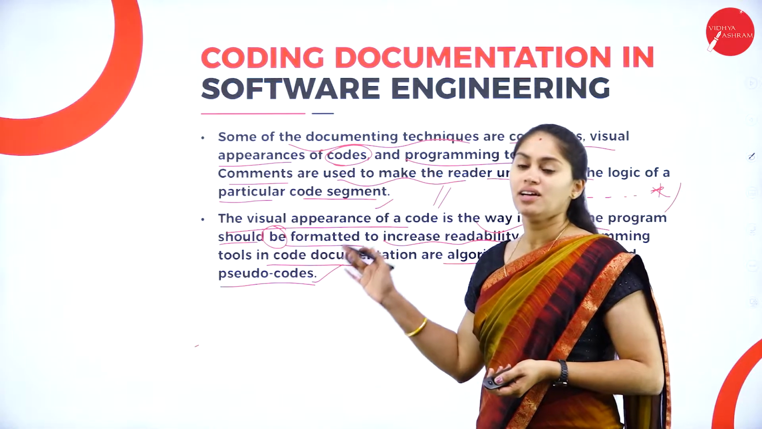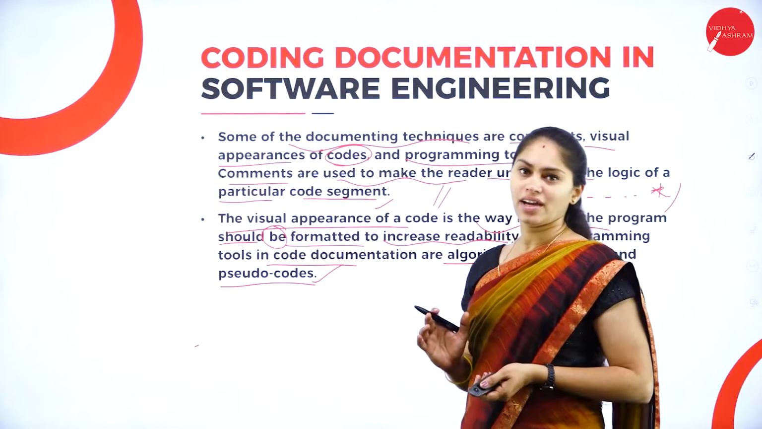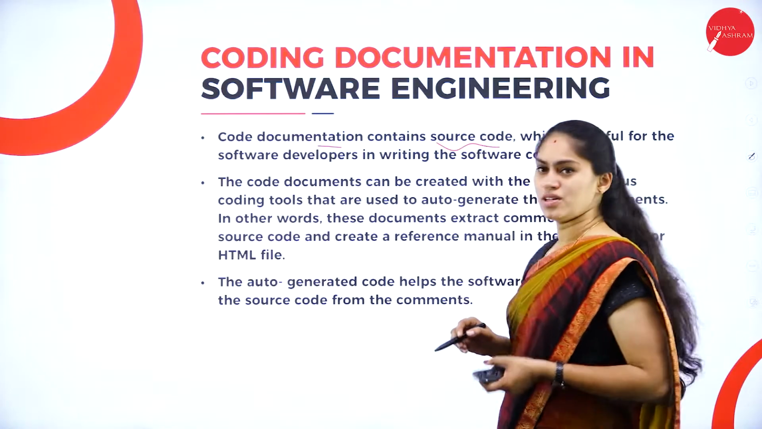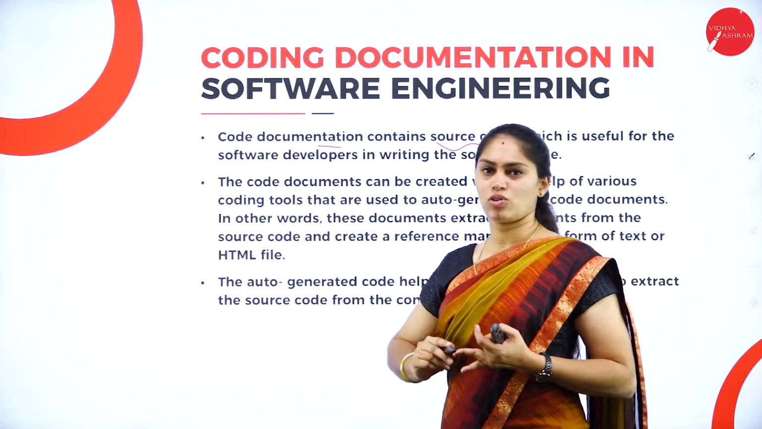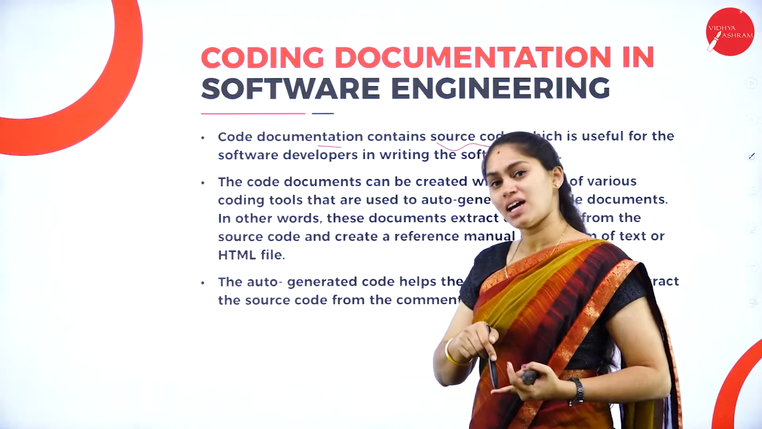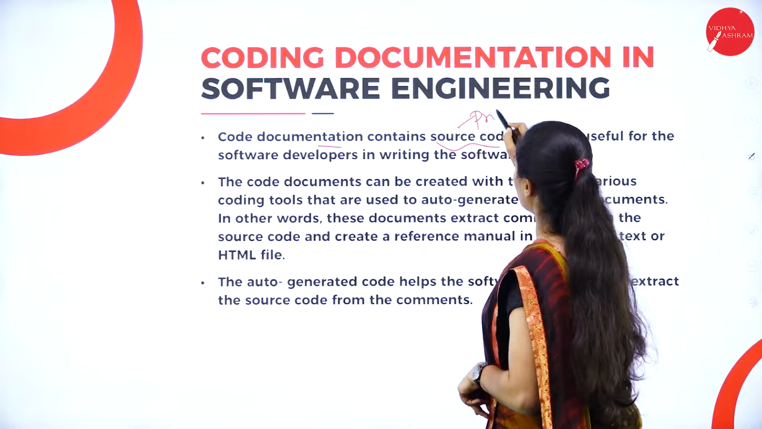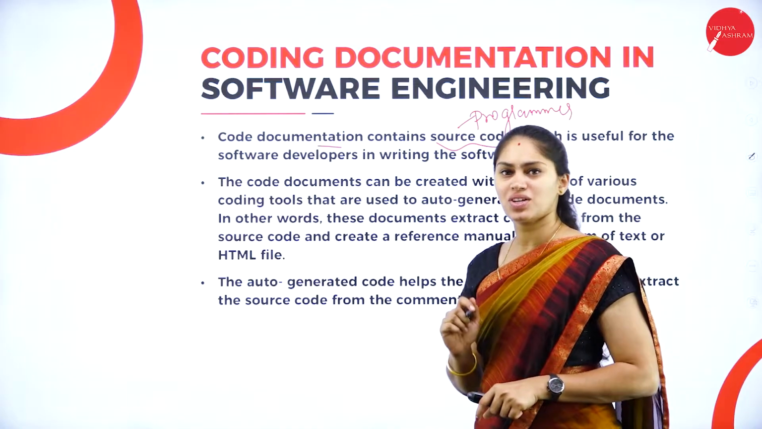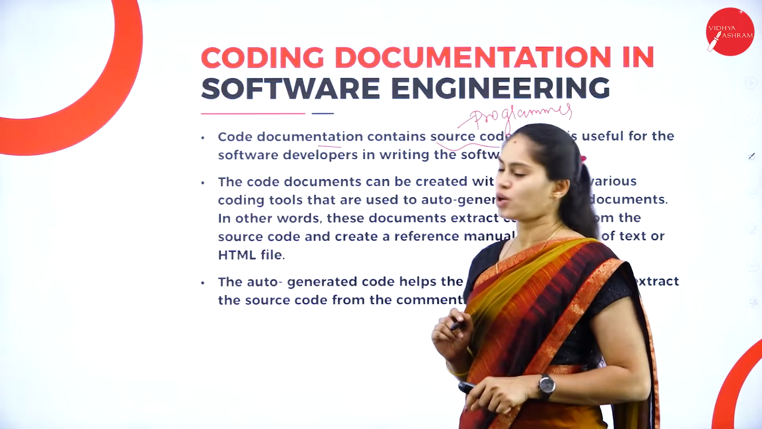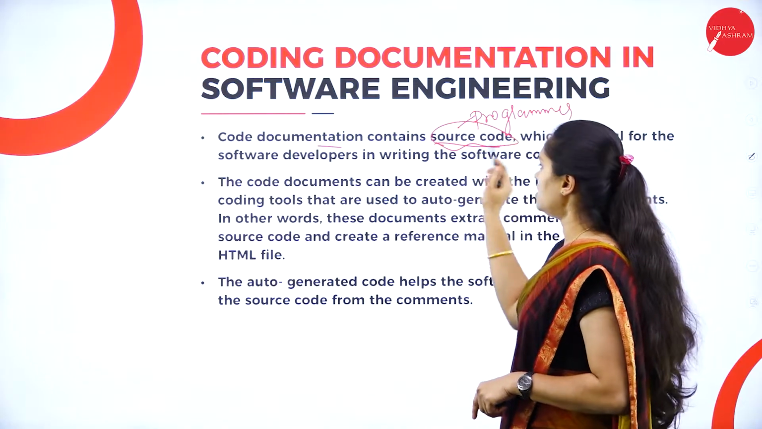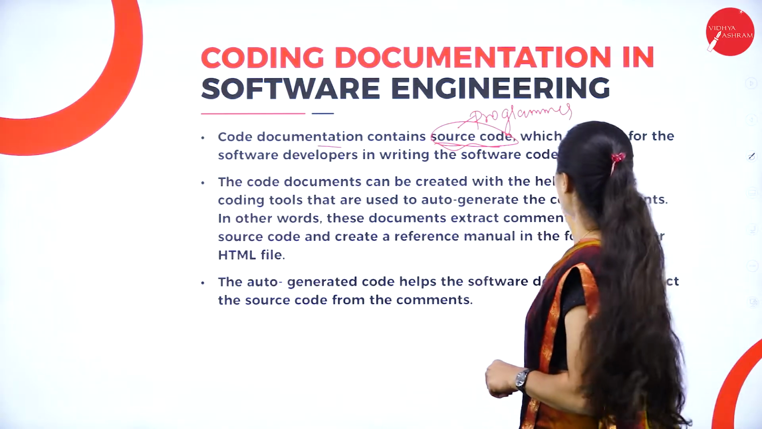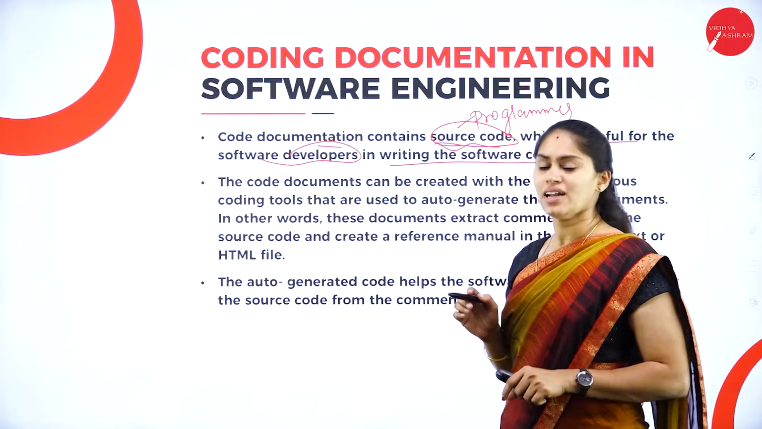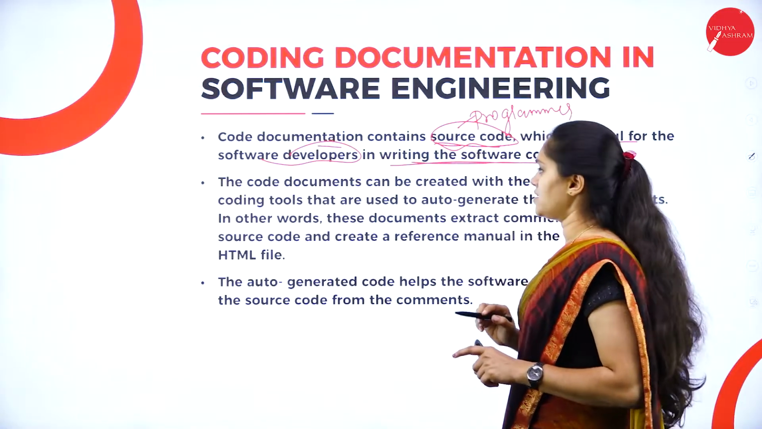Just by looking at that, we will be able to understand the logic of a system or a program. And also we have code documentation that contains source code. Here you need to understand that we have source code and object code. Source code specifies the code which is written by the programmer, right? The code written by the programmer will be considered as source code. If it is converted into machine language, that will be considered object code. So code documentation contains the source code written by the programmer, which is useful for software developers in writing software code. If we have that, then it will be easy for the developer to write software code.